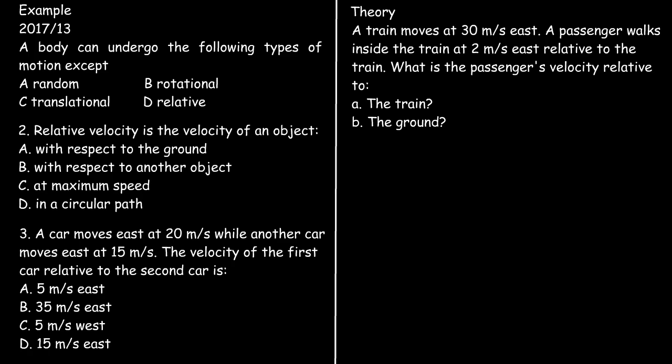Now for the B part, that's the velocity of the passenger with respect to the ground. It will be the velocity of the train plus the velocity of the passenger, which should be 30 plus 2 meters per second, which should be 32 meters per second. So the velocity of the passenger with respect to the ground is 32 meters per second.